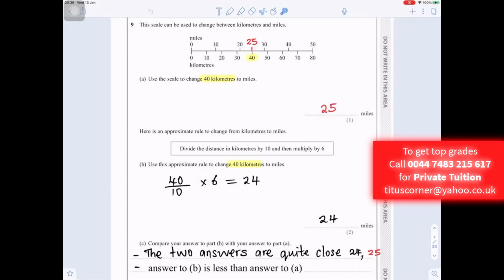So it's 24 miles. Compare your answer to part B with your answer to part A. The two answers, 25 and 24, are quite close. And also, the answer to B is less than the answer to A. 24 is less than 25.